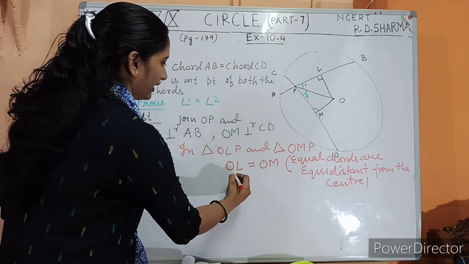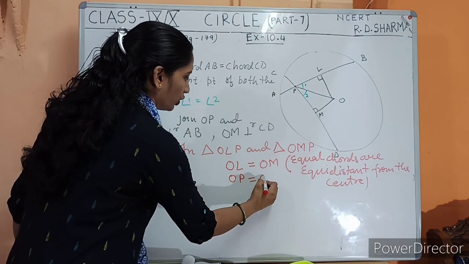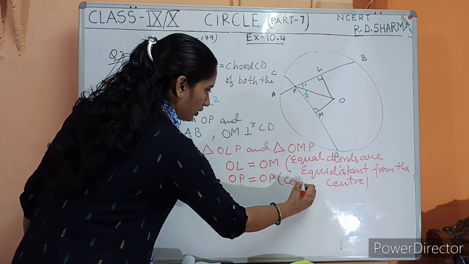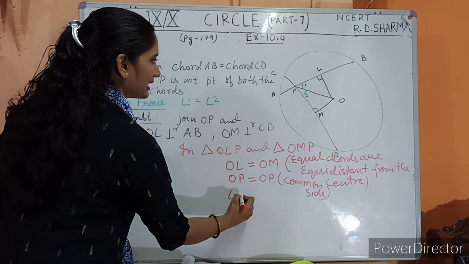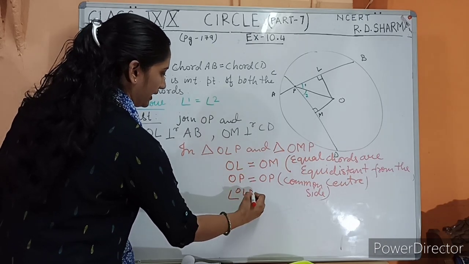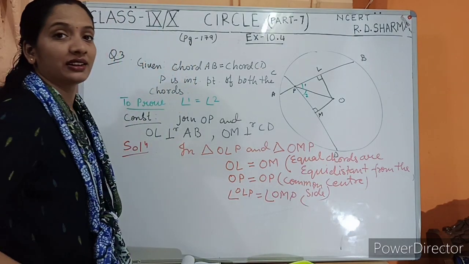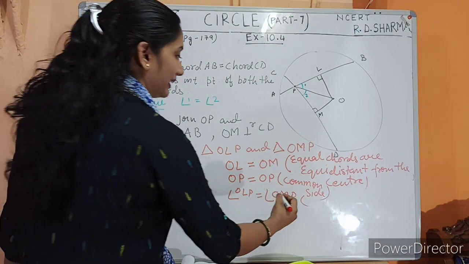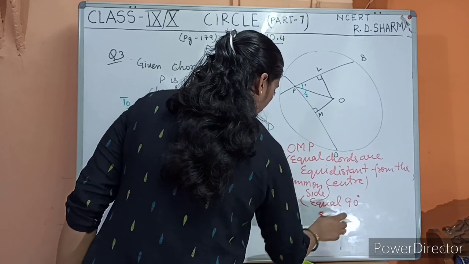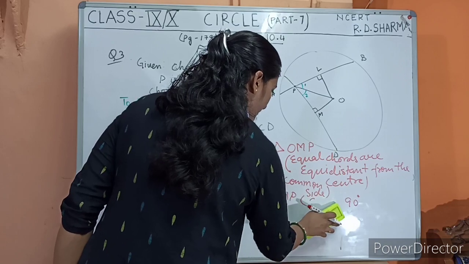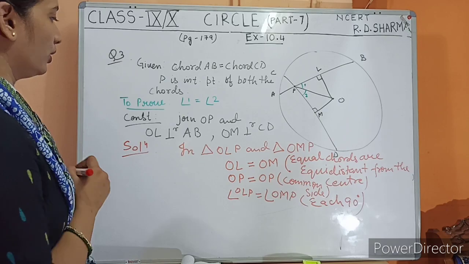And what else is given here? We know that OP is equal to OP, which is a common side. And one angle is given here: angle OLP must be equal to the angle OMP. What is the reason behind that? Yes, both of them are equal to 90 degree, or we can write each 90 degree. Okay.